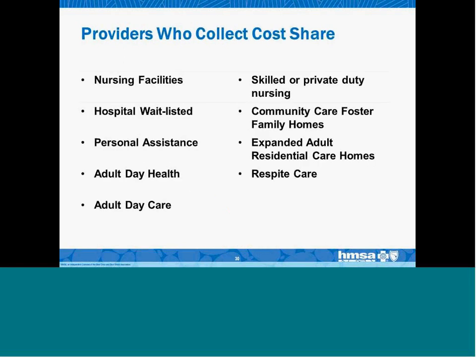Certain provider types are responsible for collecting a member's cost share and entering the cost share amount when filing claims to HMSA. These include the entities listed here: nursing facilities, hospital wait list, personal assistance, adult day health and adult day care, skilled or private duty nursing, community care foster family homes, expanded adult residential care homes, and respite care.